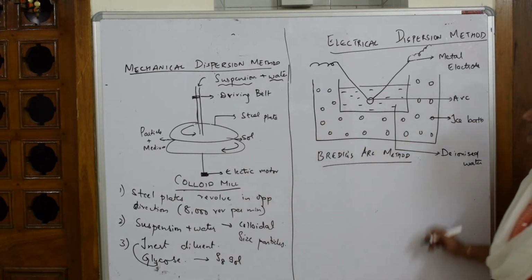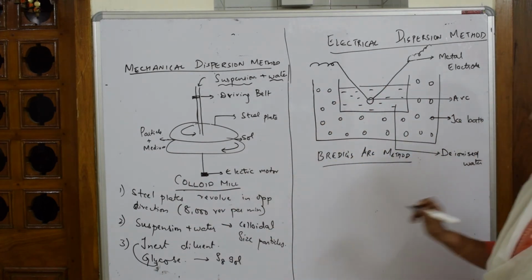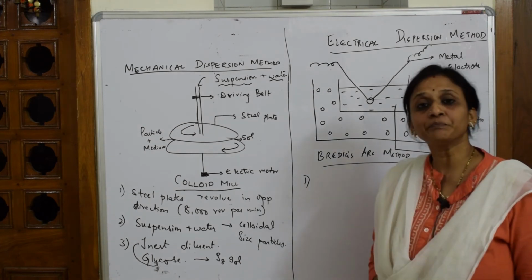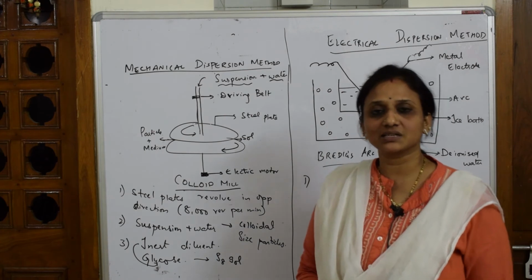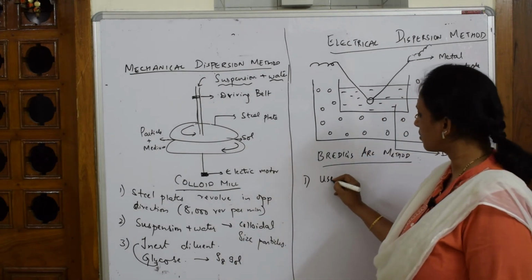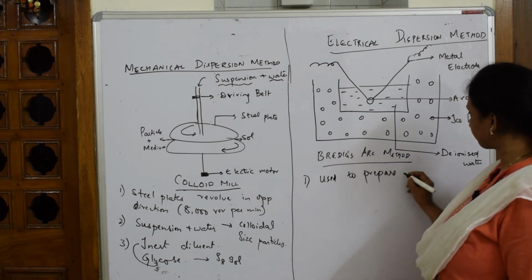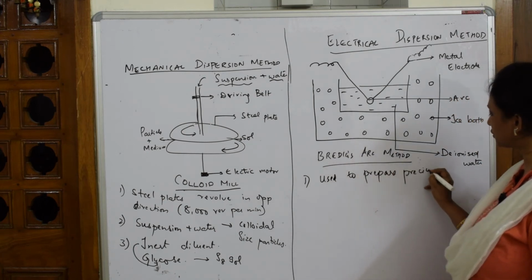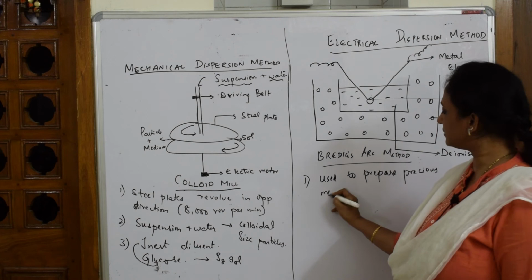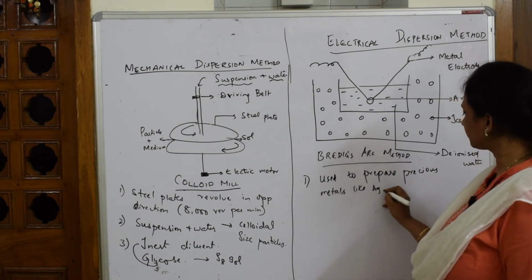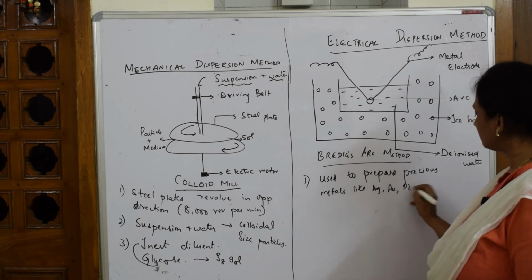Now when I come back to Bredig's arc method, the first most important thing is we are using Bredig's arc method to prepare your precious metals. Let us write that: used to prepare precious metals like silver, gold, platinum, etc.